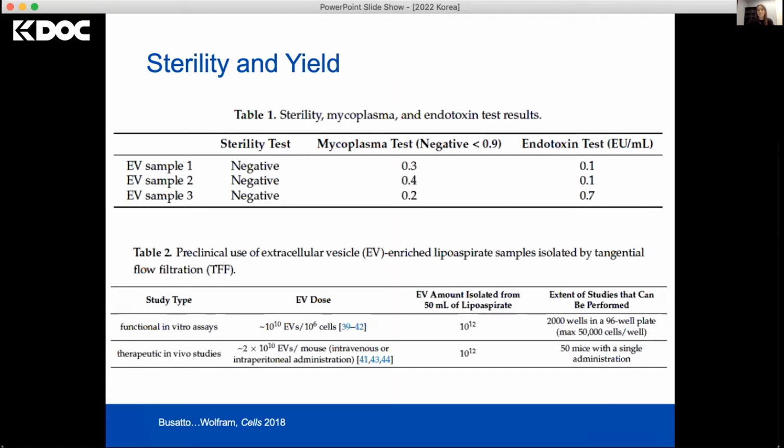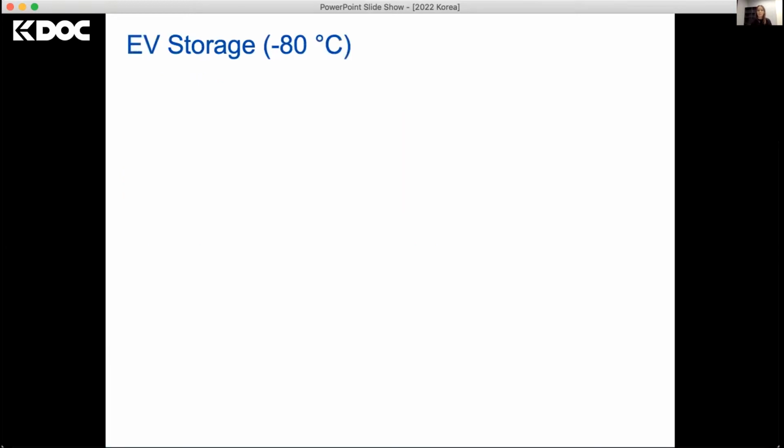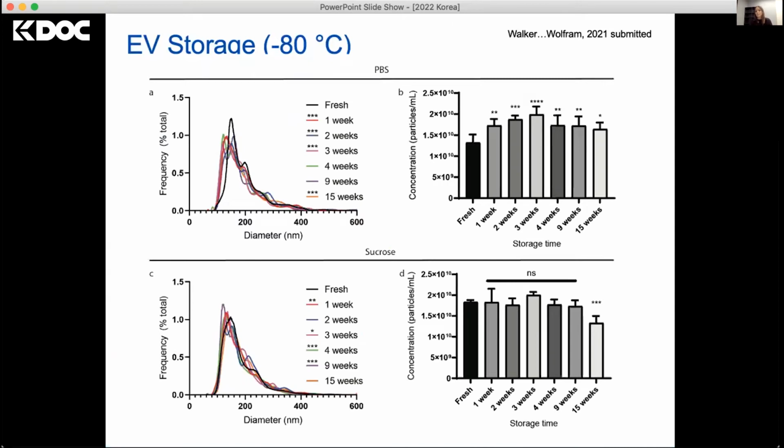And what's really remarkable is that if we take 50 milliliters of lipoaspirate, so we all have 50 milliliters of sort of liquid fat in our bodies, we actually get enough extracellular vesicles to inject 50 mice at a very high concentration. And so, of course, one of the challenges with using cell culture is that we don't get enough extracellular vesicles. And we've also done many studies focusing on storage. And again, the most common method to store these extracellular vesicles is in PBS. But we did notice that there are some fluctuations in the concentration when we store in PBS.